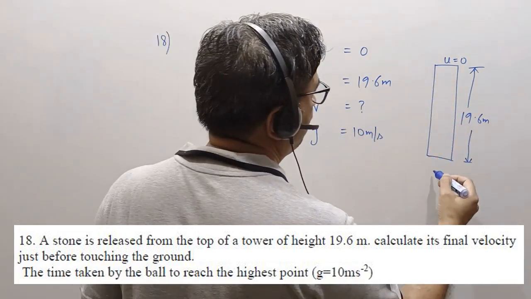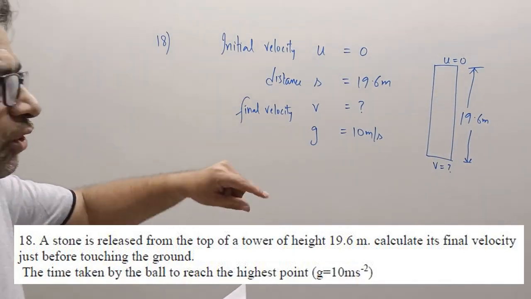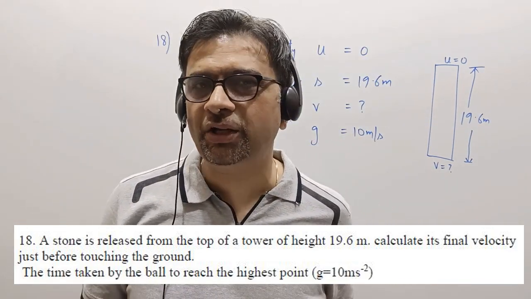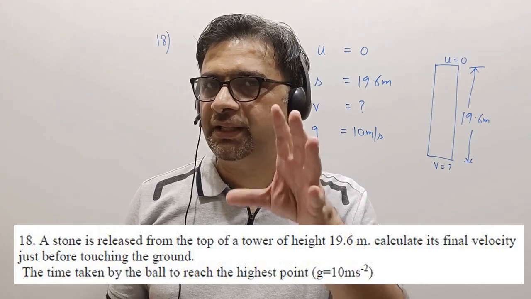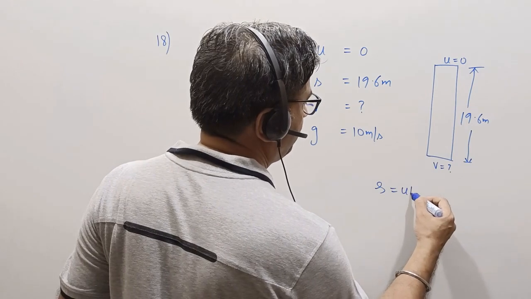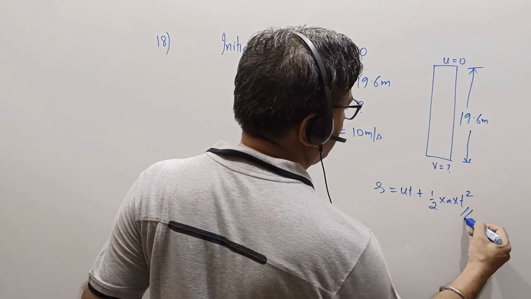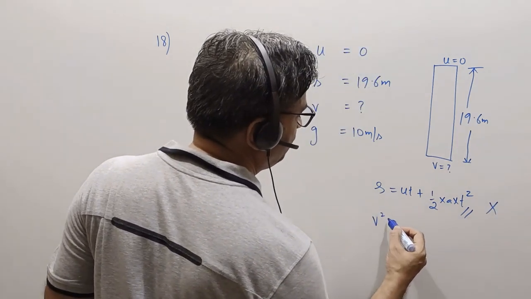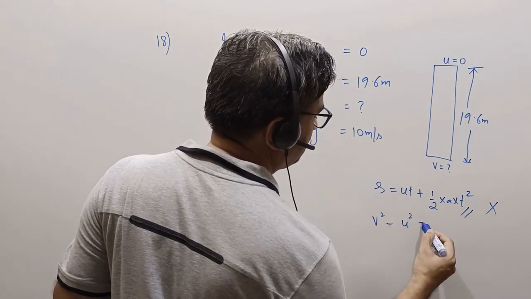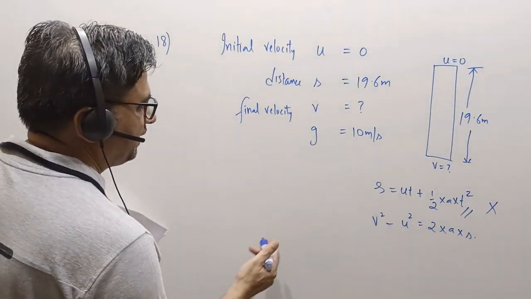So if u is 0, we have got to find v. In this case, we don't know the time. Well, eventually we also have to find time, but up until here, there is no mention of time, so we cannot make use of the second equation of motion, which is s is equal to ut plus half at square. We cannot make use of this formula because we don't have time. Instead, we will use the other equation of motion, v square minus u square is equal to 2 into a into s. Let's try and apply this formula over here.